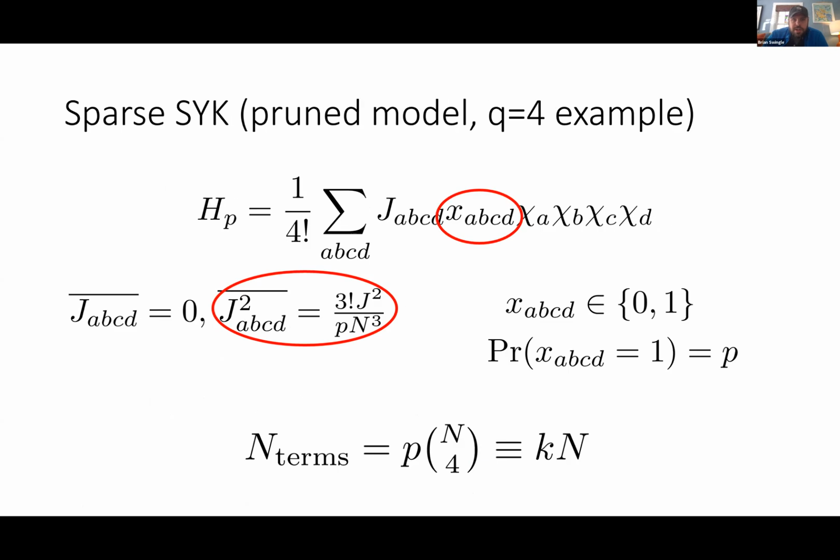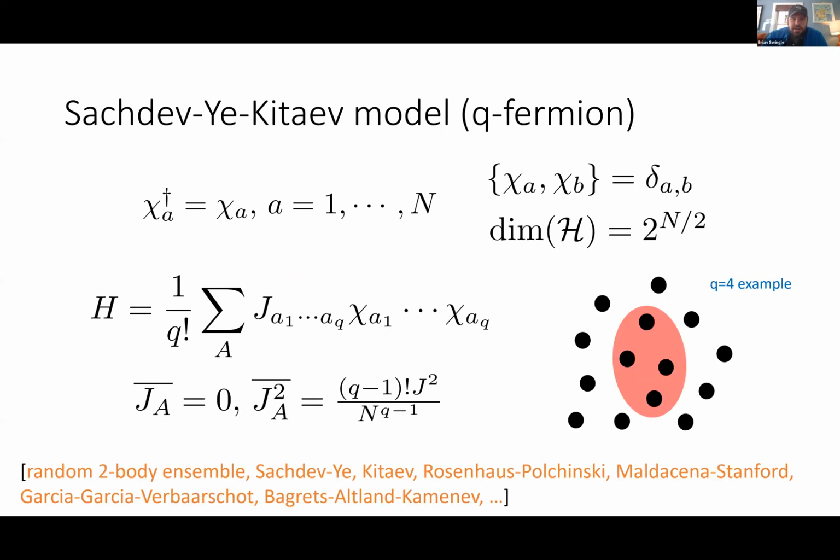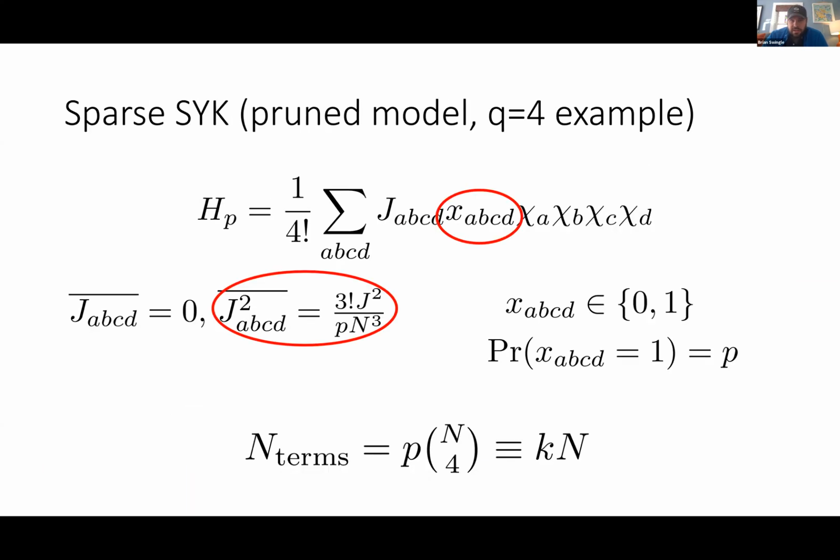Now, what we're going to do is consider making this model sparse by deleting terms in the Hamiltonian, essentially. So in this model, there are n choose q terms, so roughly n to the q terms. We're going to just start deleting some of those terms. That's the basic idea here.